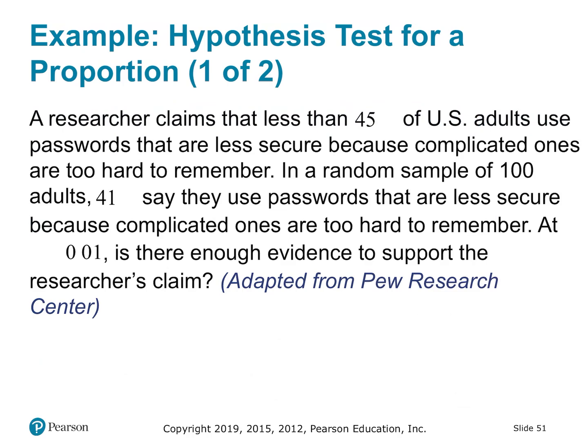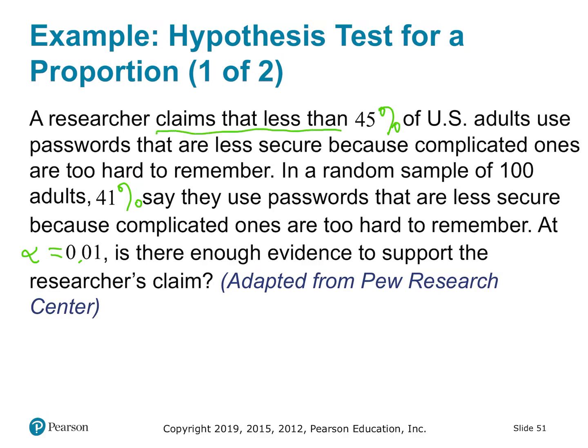Okay, here's an example. A researcher claims that less than 45% of U.S. adults use passwords that are less secure because complicated ones are too hard to remember. Well, they can be remembered. You just have to work at it. So, yeah, I've been locked out a few times. I think everybody has. In a random sample of 100 adults, 41%, which I imagine would be 41, say they use passwords that are less secure because complicated ones are too hard to remember. So at alpha equaling 0.01, is there enough evidence to support the researcher's claim?